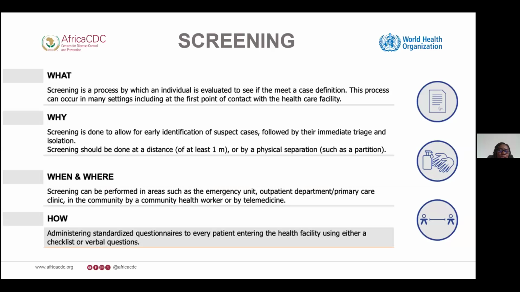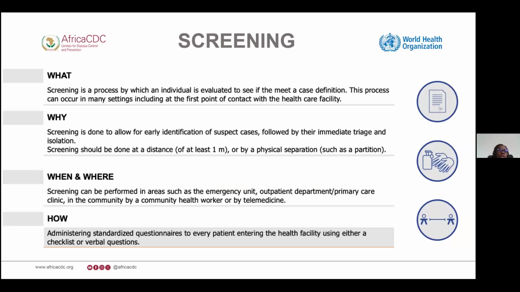Why do we perform screening generally? What is screening, first of all? Screening is a process by which an individual is evaluated to see if he meets the case definition. We have seen the case definition, suspected cases. Does this person meet the definition of a suspected case?